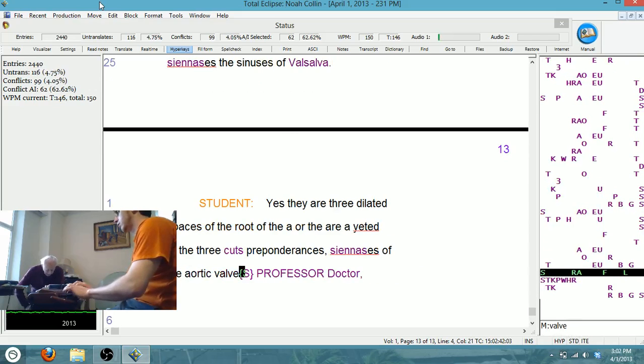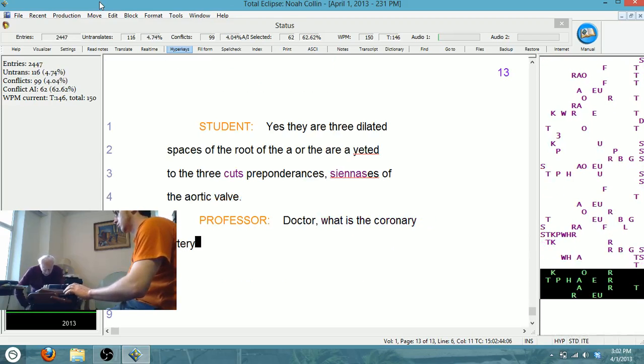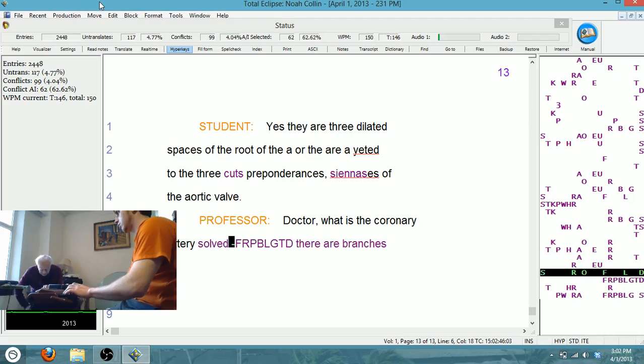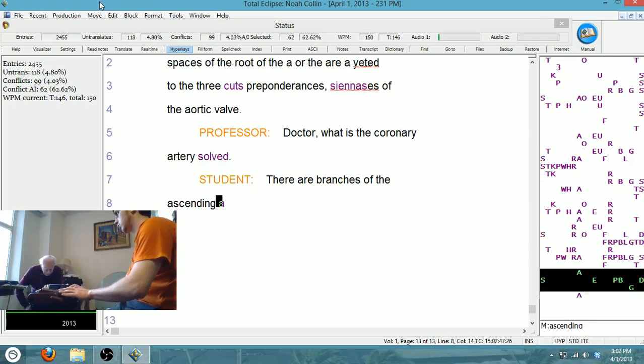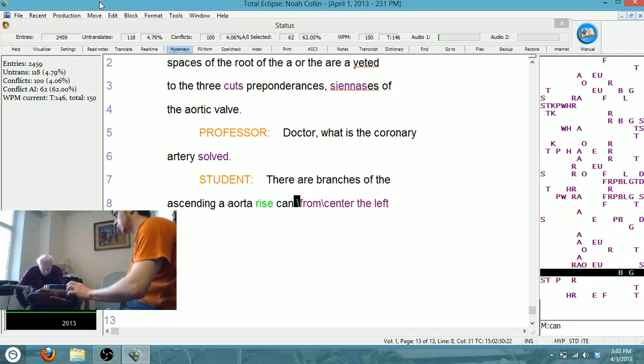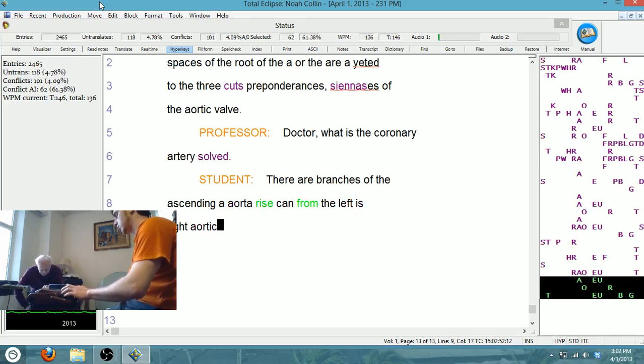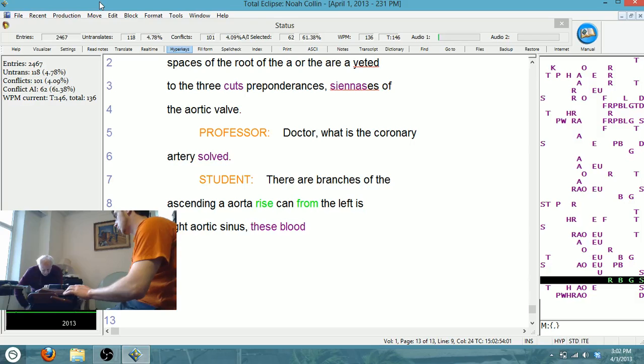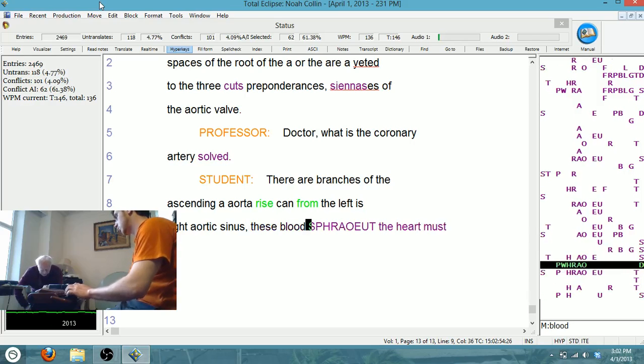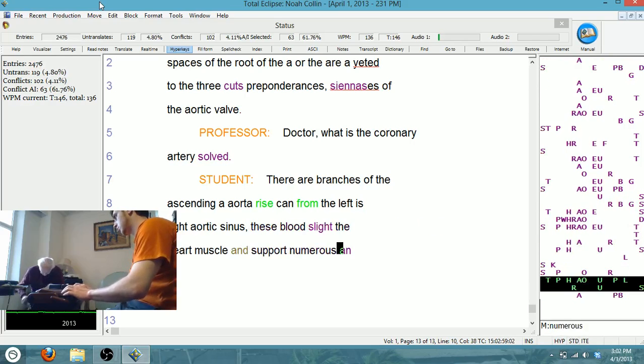Doctor, what are the coronary arteries? They are branches of the ascending aorta arising from the right and left aortic sinus. These blood vessels with their branches supply the heart muscle and form numerous anastomoses of small arteries and precapillaries.